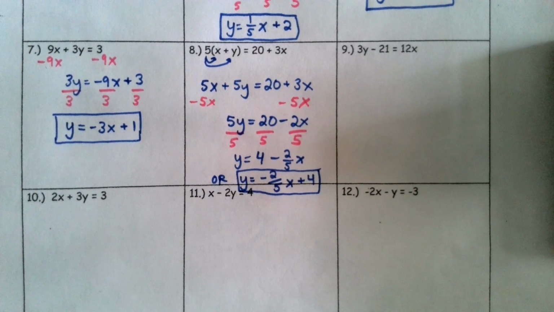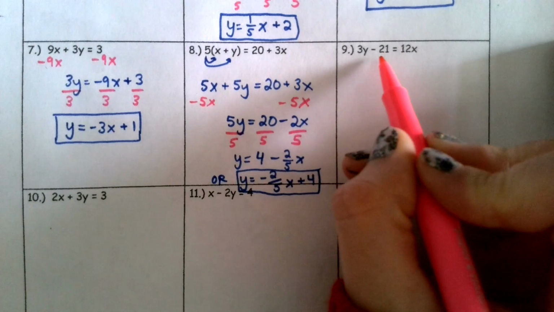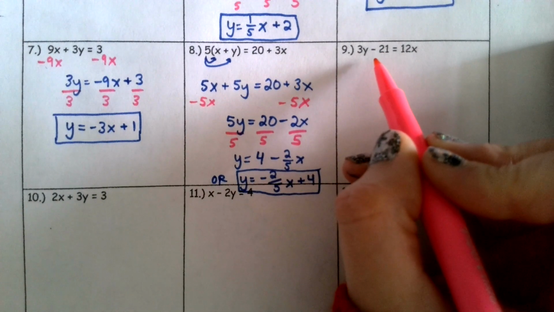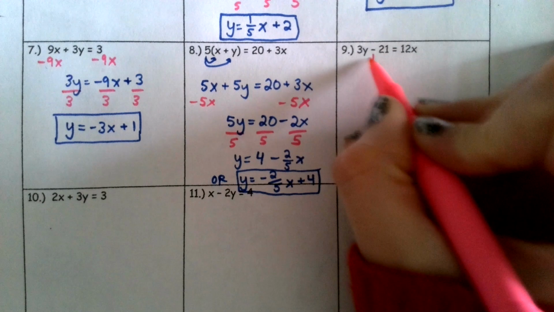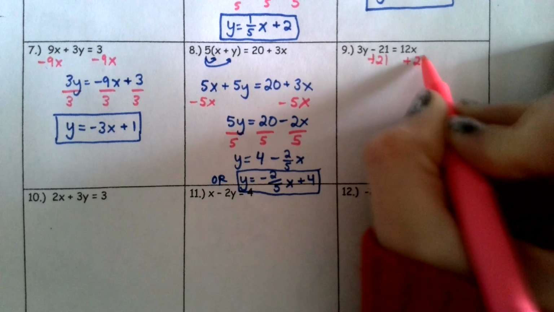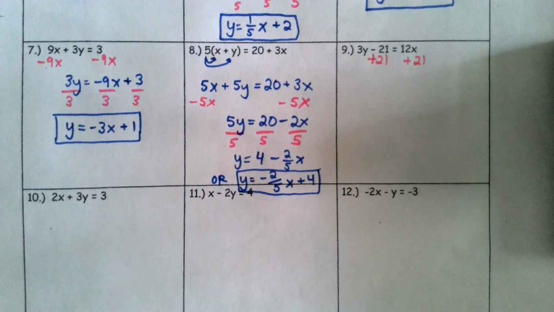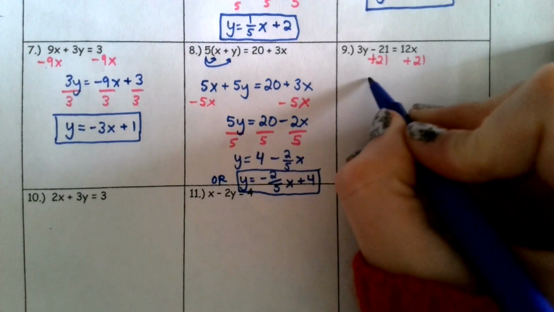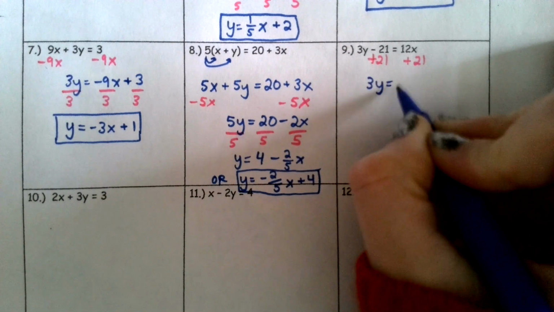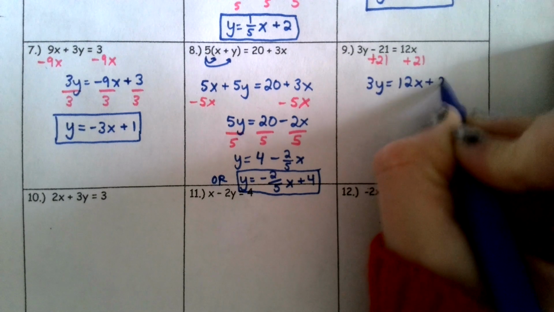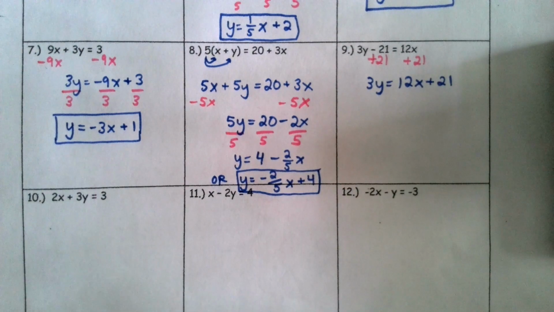Then our next example, again, we're trying to get this so that it says y equals. We're going to start off by getting rid of this minus 21 by doing the inverse operation, which is to add. So we're going to add 21 to both sides. And then that's going to cancel out on the left-hand side. We'll have 3y equals 12x plus 21 because, again, those are not like terms, so you cannot combine them.